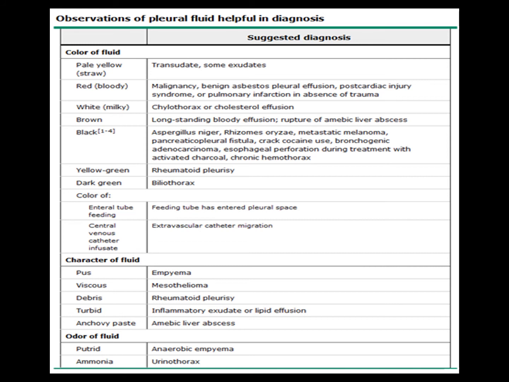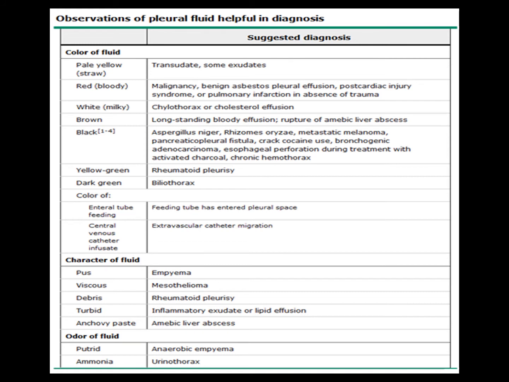Brownish fluid can be seen in cases of long-standing bloody effusions, rupture of amoebic liver abscess. Black colored fluid can be seen in cases of fungal infections like Aspergillus niger, Rhizopus. Yellow-green fluid can be seen in case of rheumatoid pleurisy. Dark green fluid can give us idea about biliothorax. Pale yellow is the usual appearance of fluid, which can be seen in cases of transudative fluids.